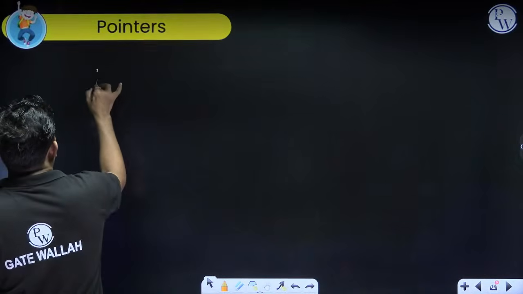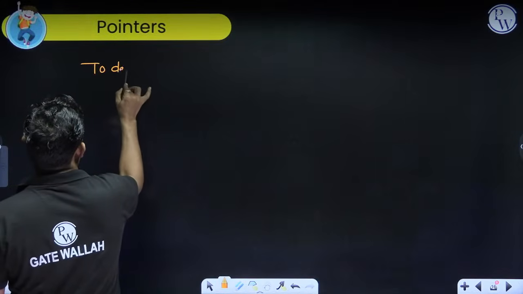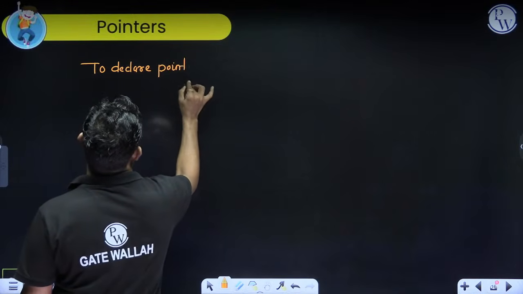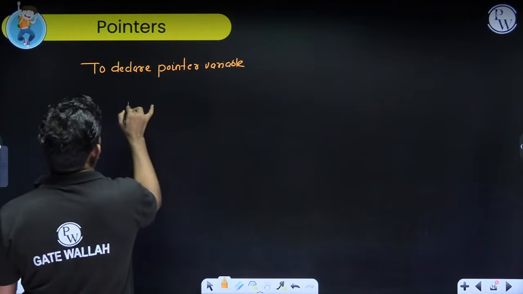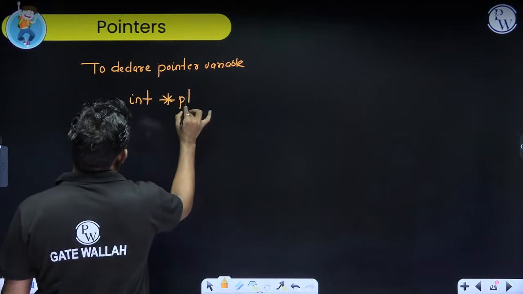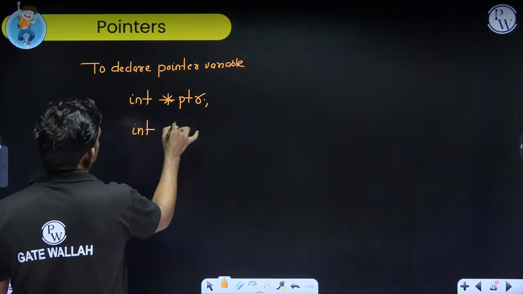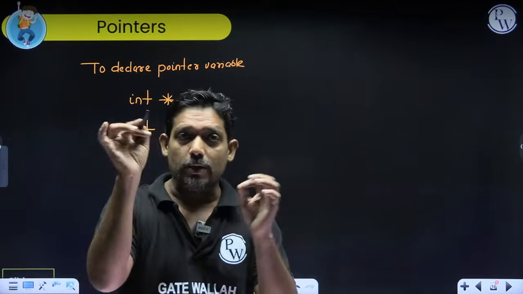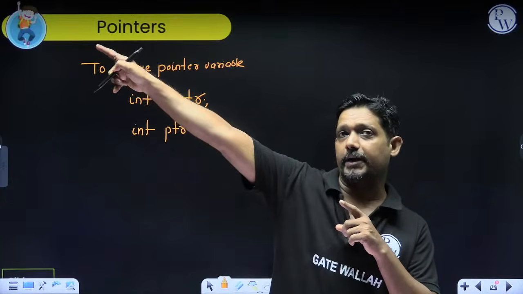Now to declare a pointer variable, let's start with this. To declare a pointer variable, what you need to do is write int star ptr. Okay, now there is a very significant difference between int ptr and int star ptr. In int ptr, ptr is integer type. The moment you put a star over there, ptr is a pointer, it points.